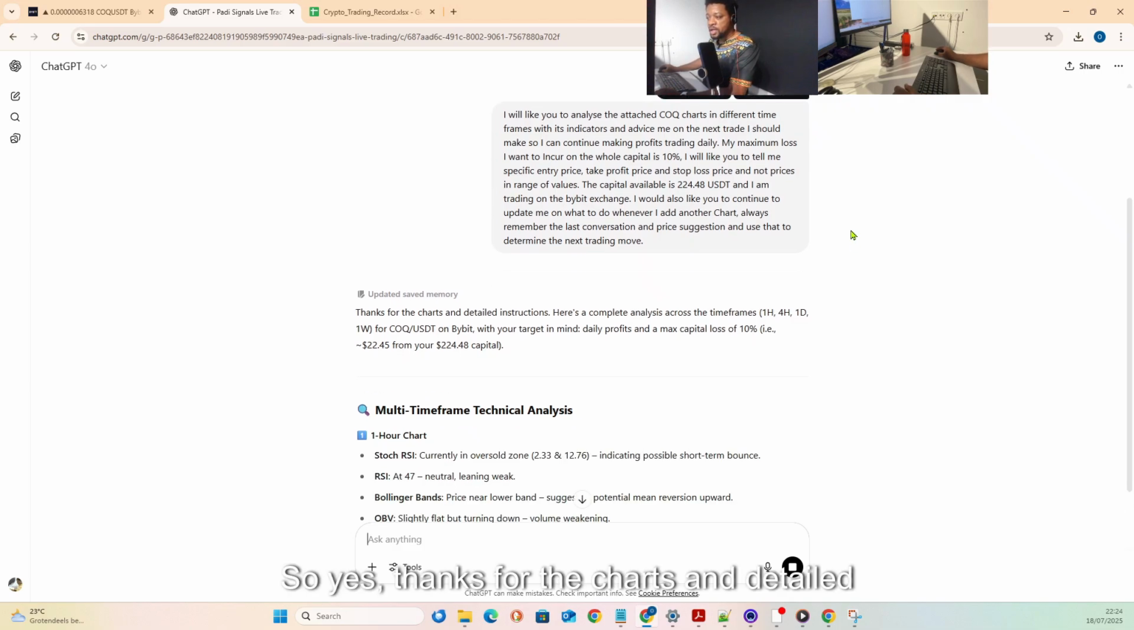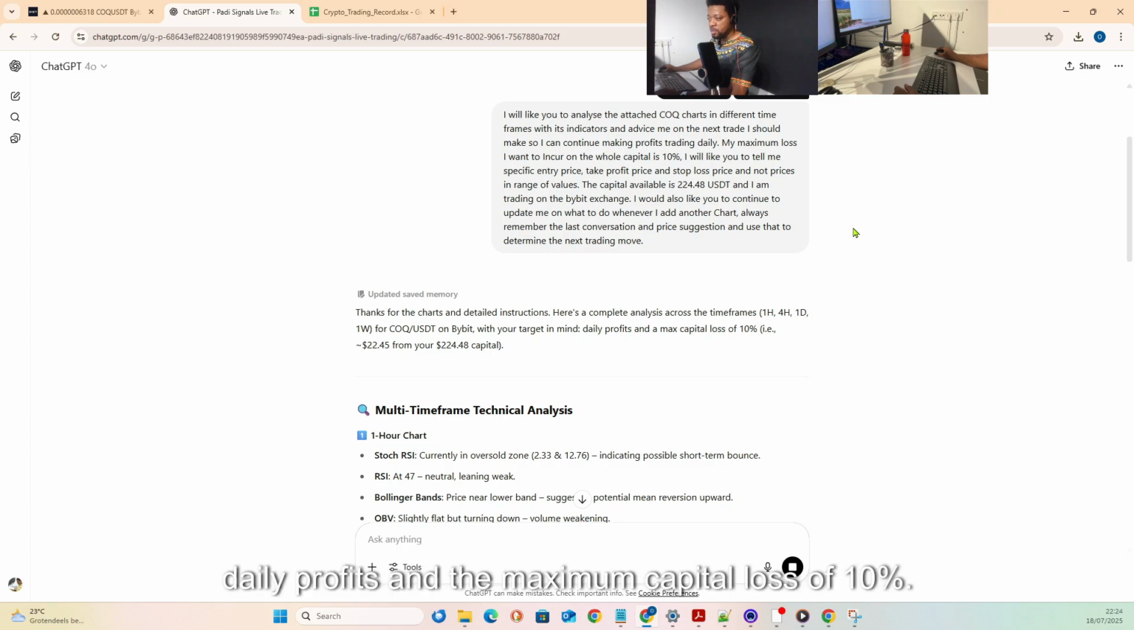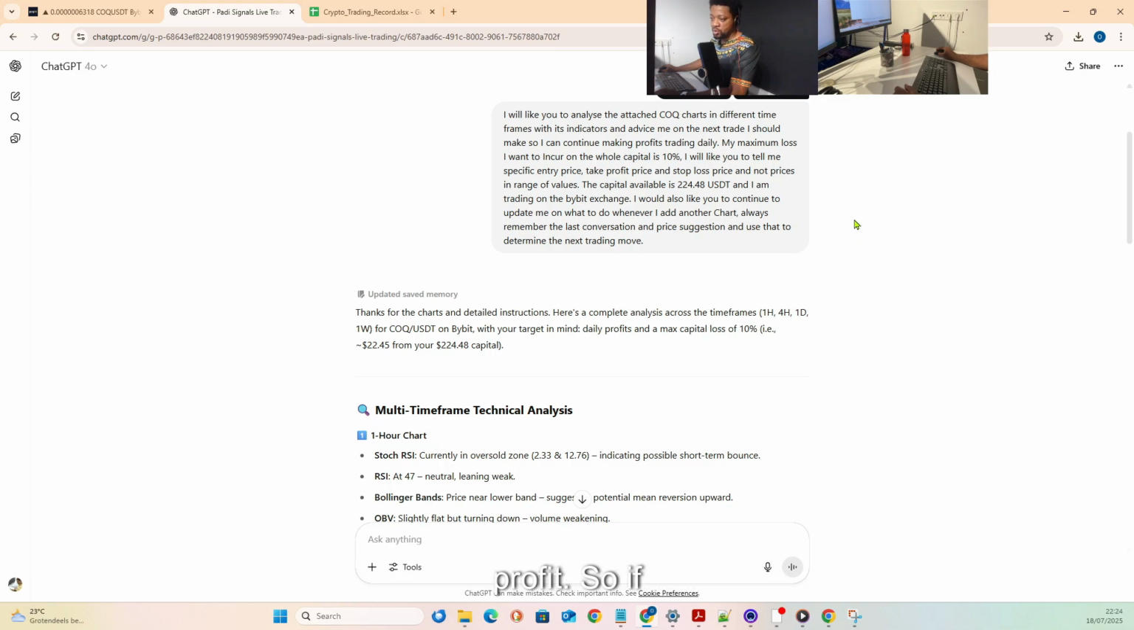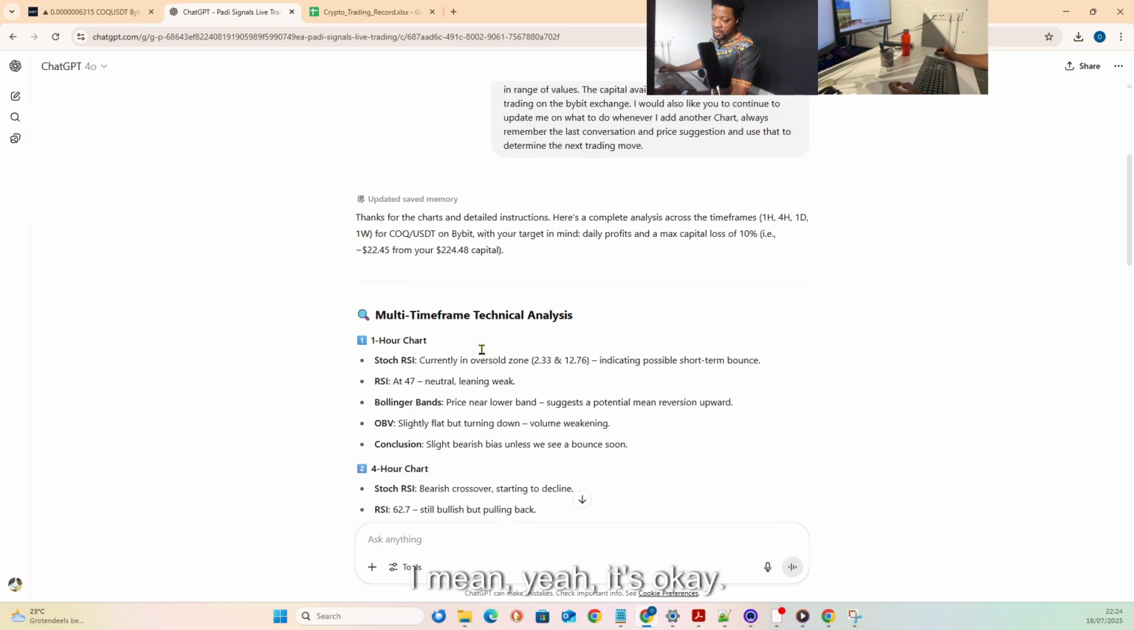So yes, thanks for the charts and detailed instructions. Here's a complete analysis across the time frames: 1 hour, 4 hour, 1 day, 1 week for COQ USDT on Bybit, with your target in mind, daily profits and a maximum capital loss of 10%. So approximately $22.45 from my profit. That is the maximum I want to lose, and I can afford to take this loss. I just had some gains of like 29 point something percent, so it's okay.